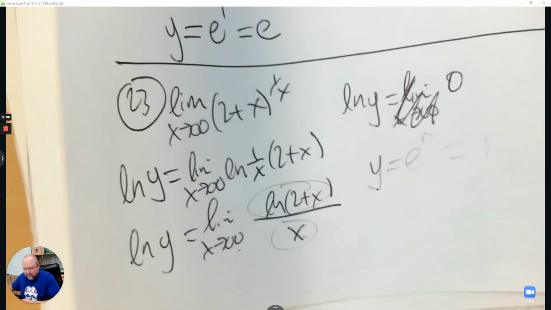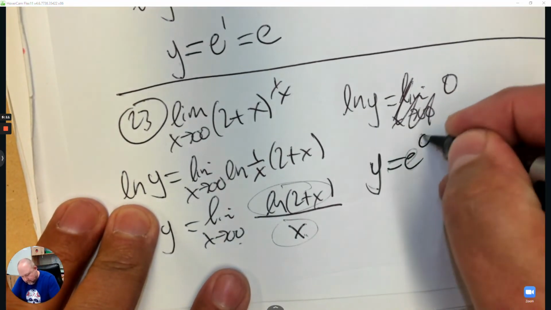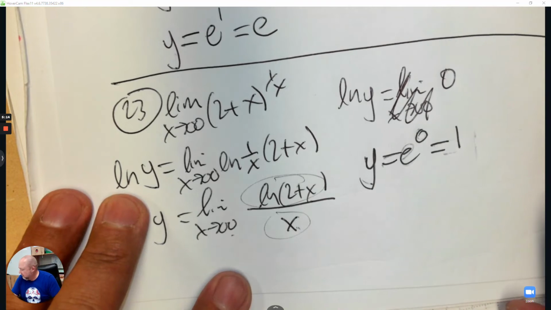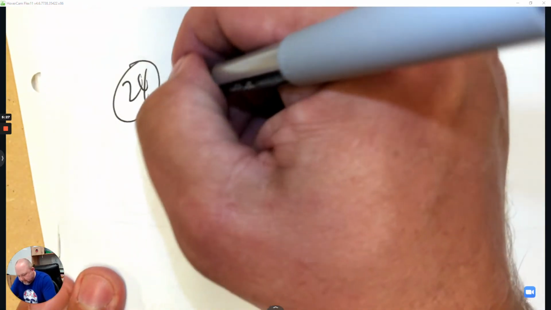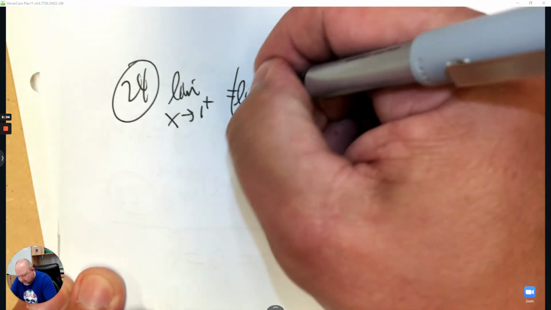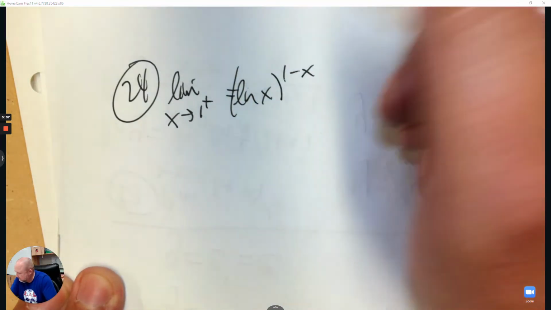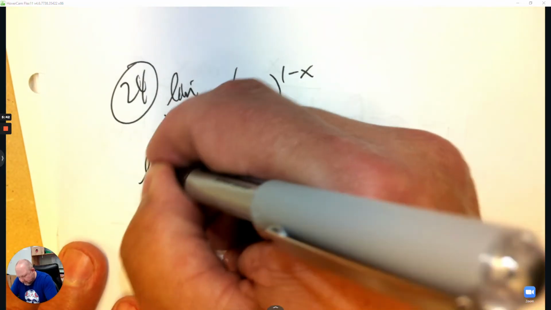Let me see where I have the pen. So the answer number 23 is 1. All right, 24. And number 24 is the limit as x approaches 1. Again, you should try it. ln x to the 1 minus x. So again, we're going to do logarithm here. So y equals, but it's the logarithm.